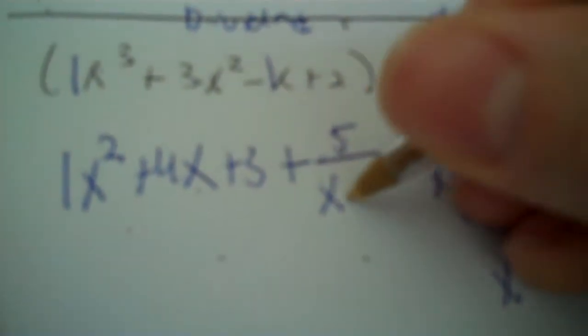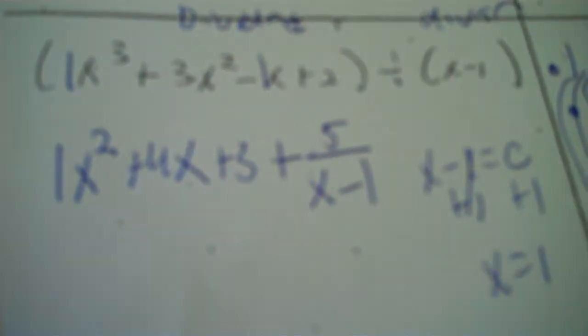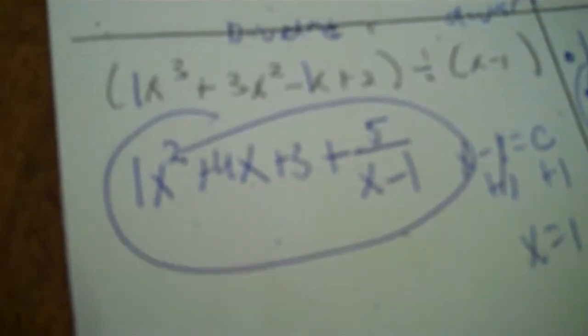Now that was x to the third before I divided. Well, now it goes down a degree to x to the second. And then it would be plus 4x plus the constant 3 plus the remainder of 5 over the expression, the divisor. You got to put x minus 1, okay? Just like that. So that means these two, that's not an even factor like this one was, okay?